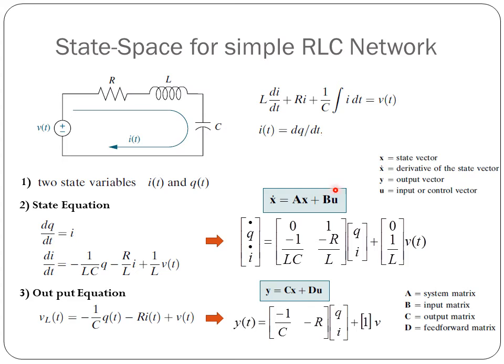Anyway, we have names for all these matrices and variables. x is the state vector, x dot is the derivative of the state vector, y is the output vector, u is the input, and A is called the system matrix, B is called the input matrix, C is called the output matrix, and D is called the feed forward matrix. Anyway, the names are not important. Let's go to the next example.